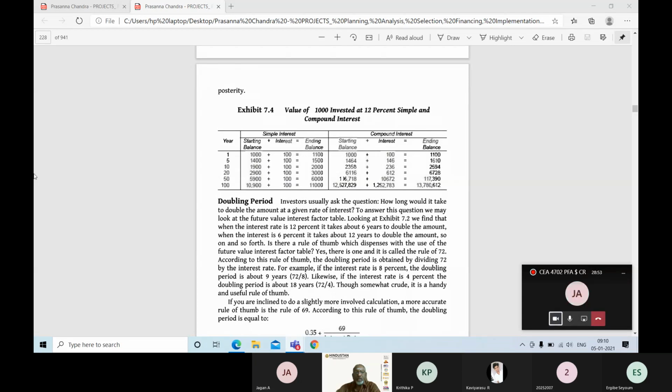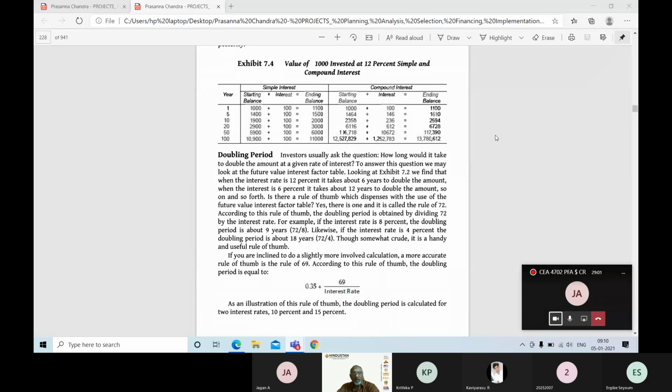So here is the doubling period. The doubling period is when you are investing something, in which year, at what interest rate, it will double. That is a simple rule explained earlier, the rule of 72: 72 by 8. The 72 is roughly what you calculate there. Based on that example, the interest rate is 8%, and the doubling period is about 9 years.